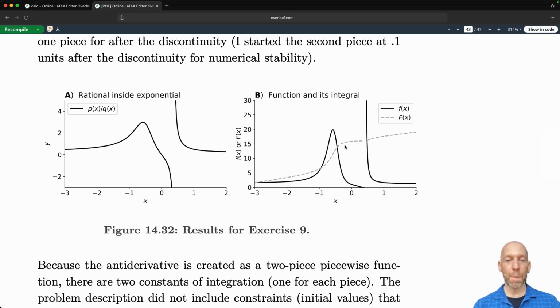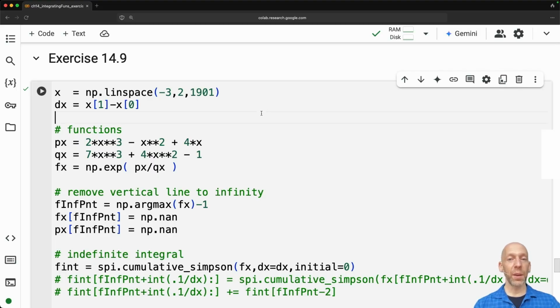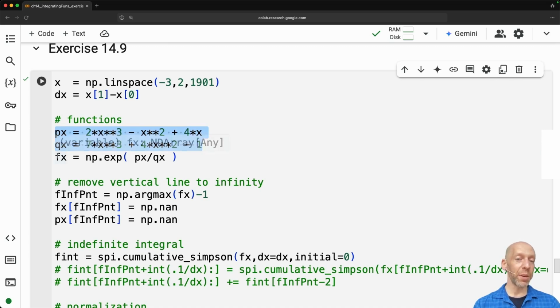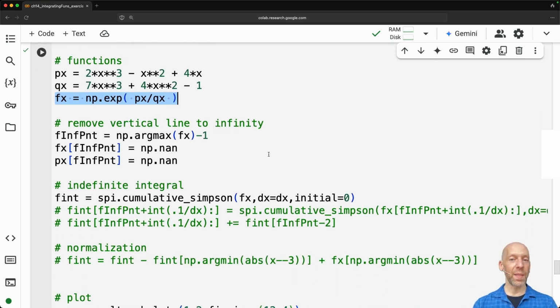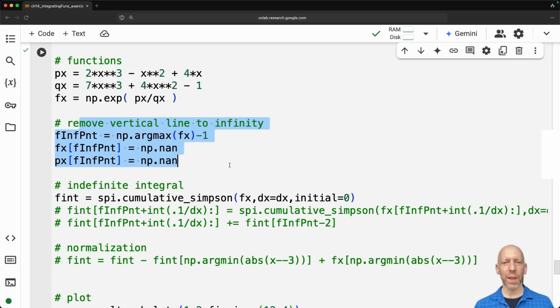Okay, here we are in the code, and we're just going to play around and explore this function and its integral a little bit. Okay, so here I define the two functions, p and q, and then here is the main function that we are going to be working with, which is e to the p divided by q. Okay, and then, yeah, let's see. Here, well, you've seen this code before. This is just a little bit of a hack just to remove that vertical line.